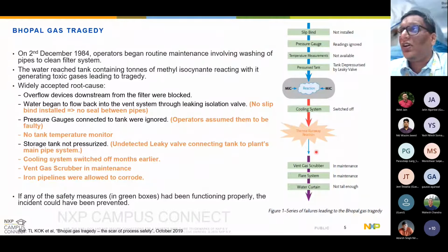There was no cooling system, so the cooling system had been switched off. It led to a thermal runaway reaction. There was no vent gas scrubber. There was no water curtain. So there were multiple levels of safety mechanisms that were there. Either they were not working, or someone had turned them off, or they just didn't care about what the safety system was showing. This was a combination of the safety mechanisms not working, the operators not being trained, or the process not being followed, which led to this accident. If any of these measures had been followed, then the incident could have been prevented.